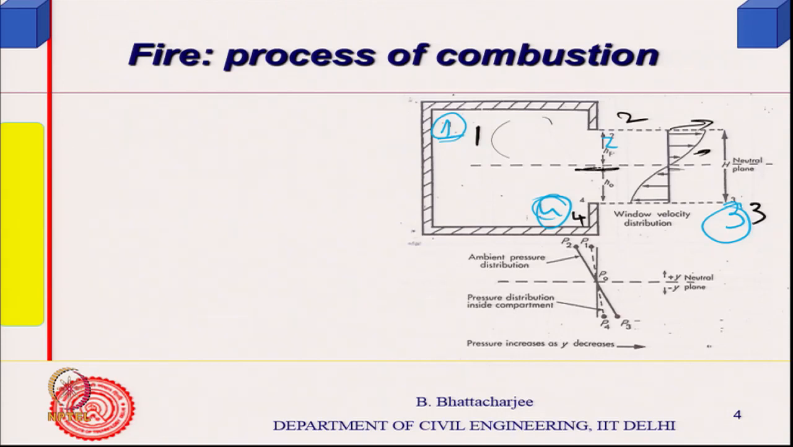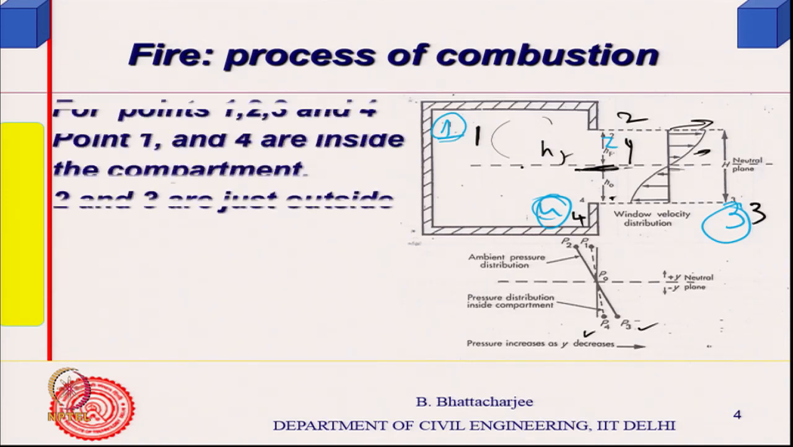Let me call this height H0, and this one HF. H0, or H oxygen you might call it, is where fresh air is coming in, and HF is where the flame, the fire basically, is. So P3 is the pressure here, P4 is the pressure here. Pressure must be more here, and pressure here is actually more negative. Let us see how I can express this pressure.